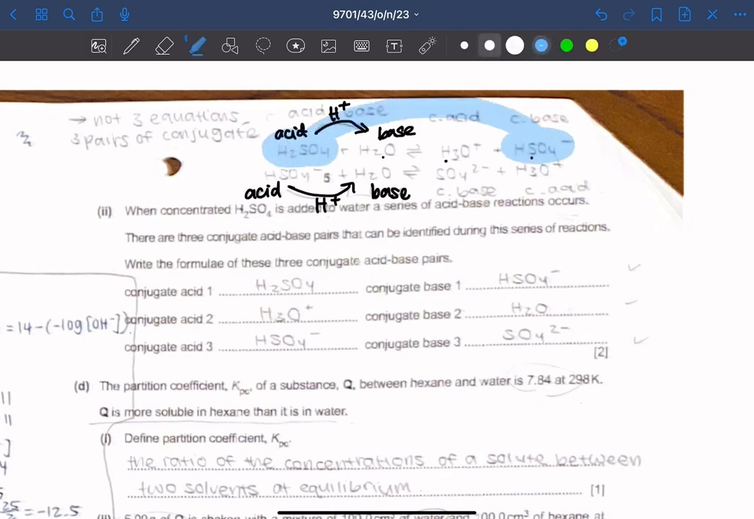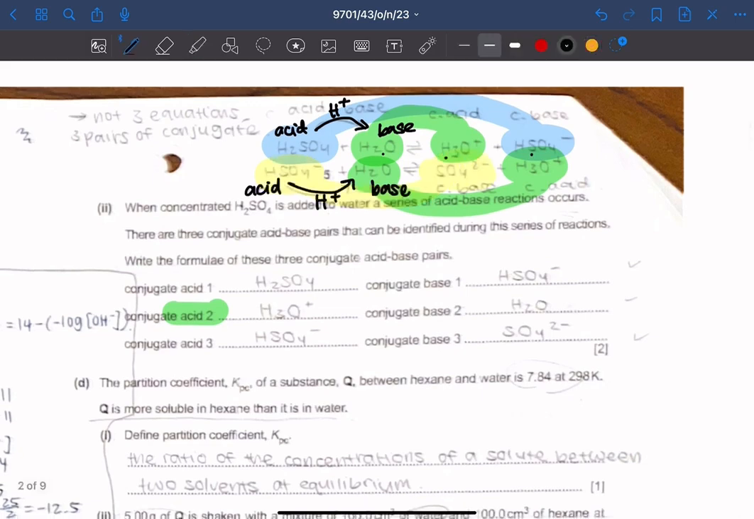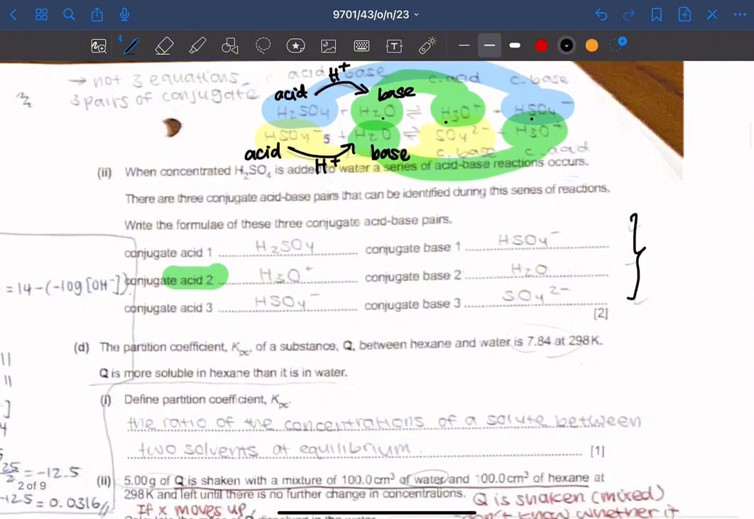This and this. Then H3O+ here, because it says conjugate acid. Conjugate acid in this case is the one after, and H2O. And because there's another H2O here and H3O+, there's that pairing in both of the equations. And the final pairing is HSO4- and SO4 2-. And list them all here, and you're done.